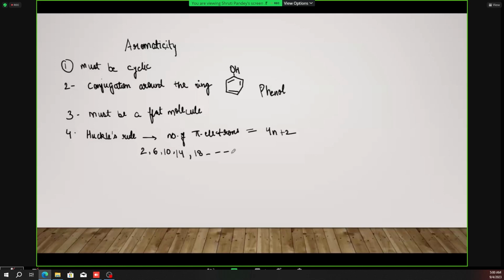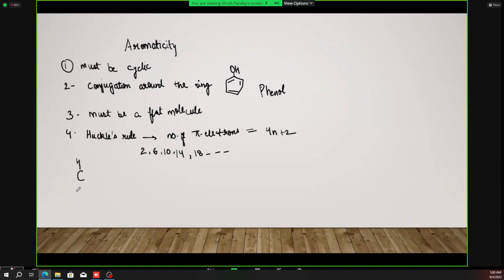If the compounds are larger and have different aromatic rings, the series will go on. And if that compound has all of these 4 properties, then only that compound is said to be aromatic. Otherwise, it will not fall in this category. Okay, so we can list down some examples over here.